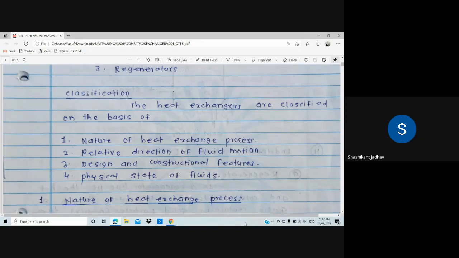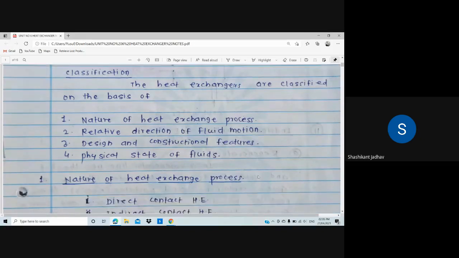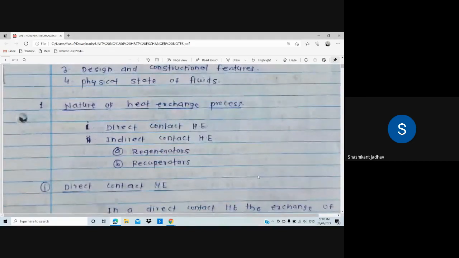So at that time, according to this physical state, what are the types of heat exchanger? Okay, so one by one we have to complete each classification of the heat exchanger. So what is the first? All of you write down the first: nature of heat exchange process. What is the first classification of the heat exchanger? Write down first, according to the nature of heat exchange process.